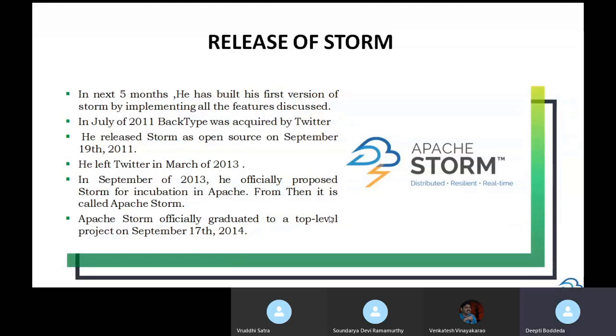He left Twitter to do his own startup. And next in September 2013, he officially proposed Storm for incubation in Apache. From then it is called Apache Storm. Later on, Apache has enhanced Storm. Then finally it was graduated to a top level project on September 17, 2014.